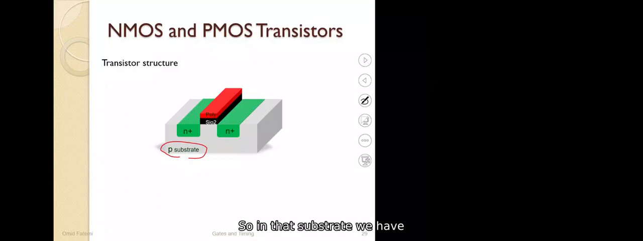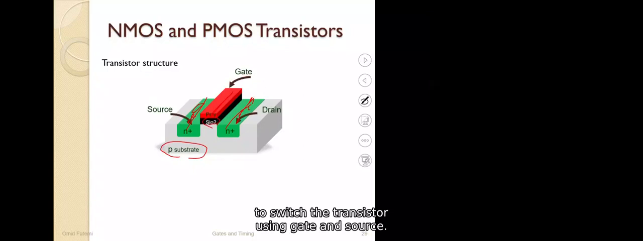So in that substrate, we have implemented two N impurities. It means that they have electrons here, so we can manage them. They are semiconductors, so they can conduct, or they cannot conduct. And here we have another polysilicon with an insulator, SiO2. So what happens? This is an NMOS. This is the drain, this is the source, and this is the gate. We try to switch the transistor using gate and source, and then the current will be coming out or in by the drain.